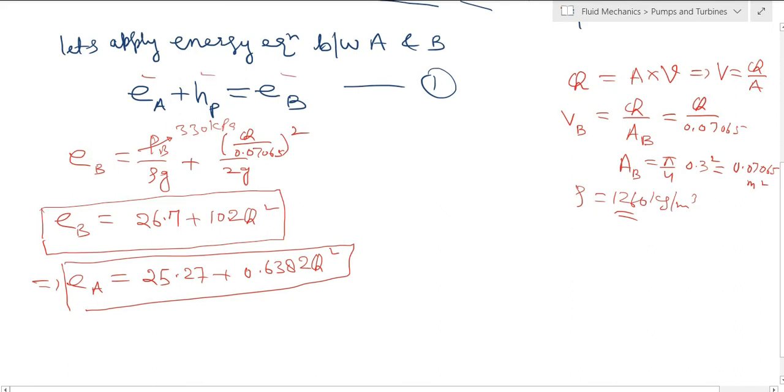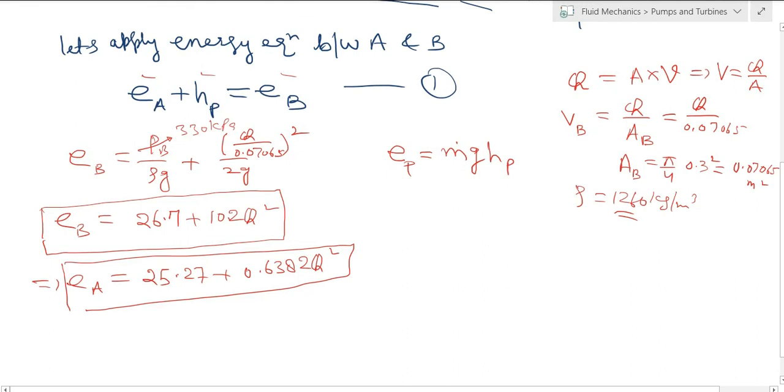Now HP. We can calculate it like this. We know the energy of the pump is equal to m dot G HP. Energy supplied by the pump is mass flow rate due to the pump, m dot, G acceleration due to gravity, HP is head by the pump, because we have to find HP.